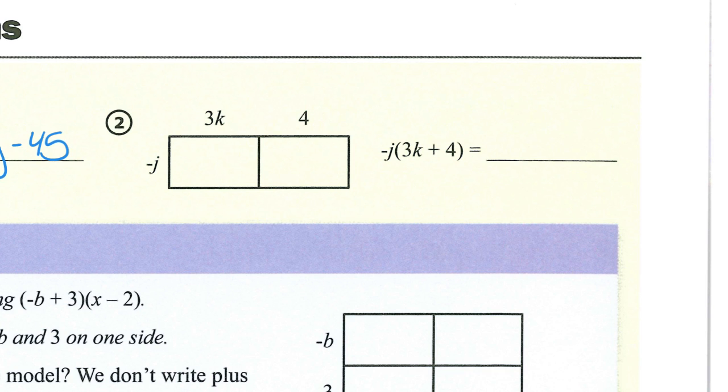On this next one, 3k times negative j would be negative 3kj, because again it's a positive times a negative. And then 4 times negative j would be negative 4j. And so my final answer would be negative 3kj minus 4j.